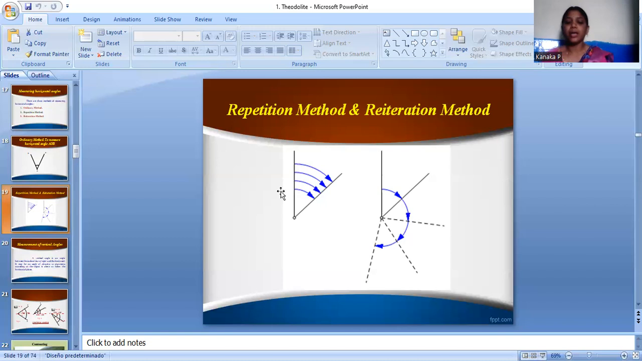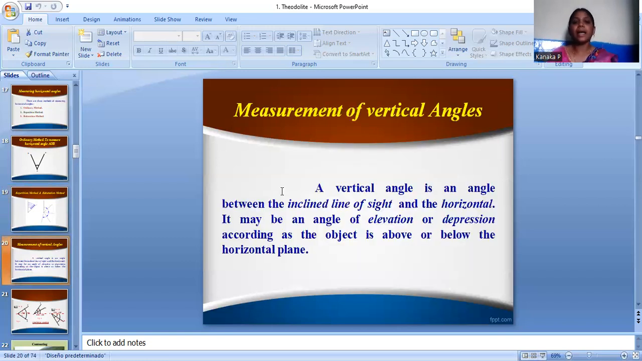Next one is measurement of vertical angle. The vertical angle is an angle between the inclined line of sight and the horizontal. It may be an angle of elevation or depression according as the object is above or below the horizontal plane. The following is the procedure to measure the vertical angle of object A from the station O, and then the vertical angle between the points A and B.